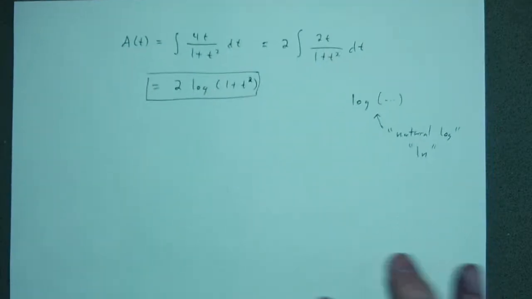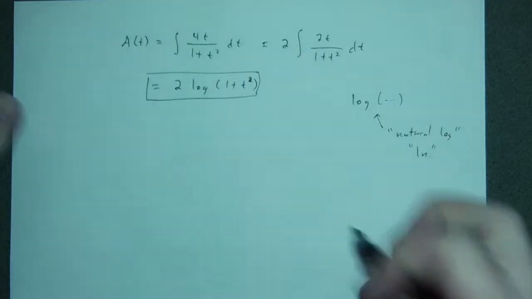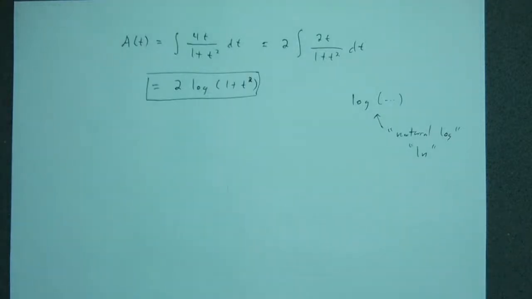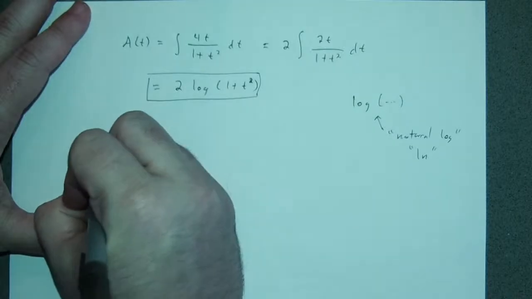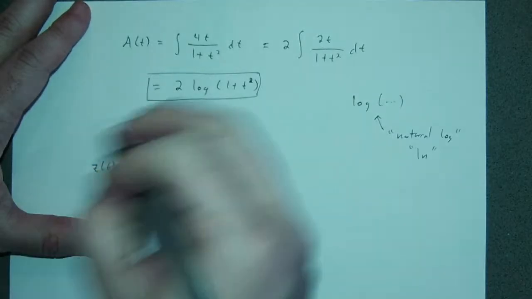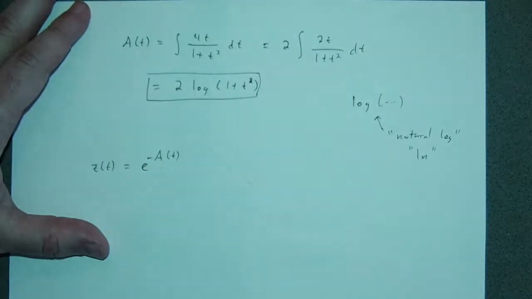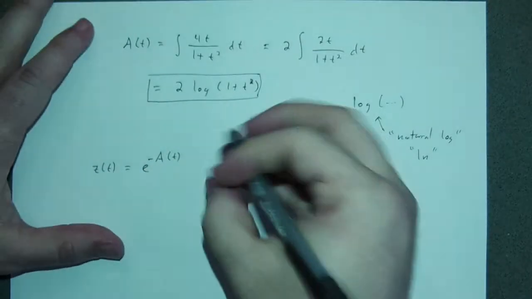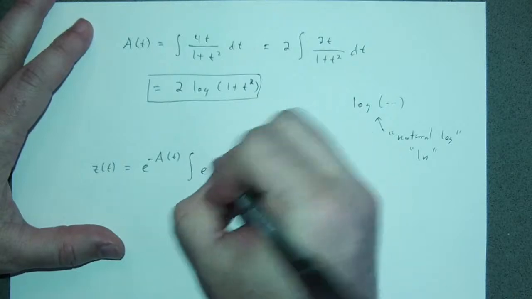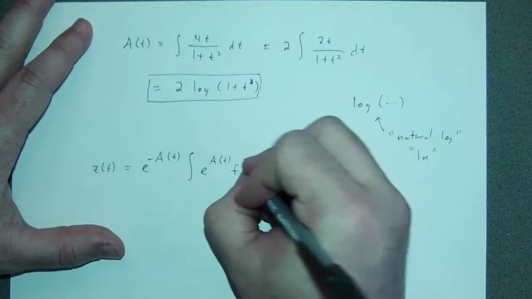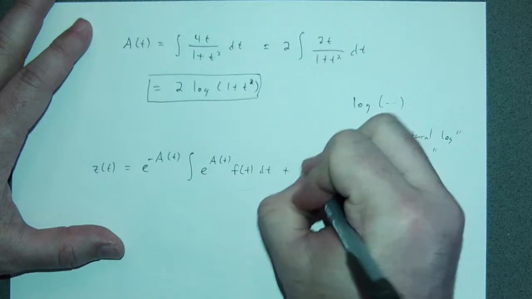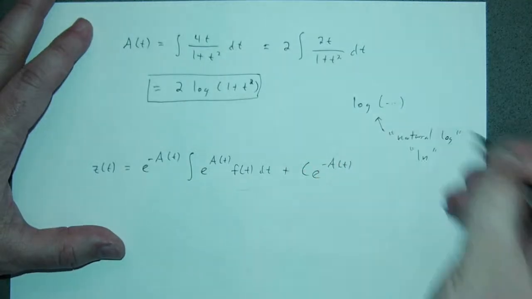Okay, so then now I have my recipe, right? So what does my recipe tell me? So then my recipe gives me the following. So z of t here is going to be given by, and I'm just going to rewrite the whole thing. So this is e to the minus big A of t times the integral of e to the a of t, f of t, dt, plus c times e to the minus big A of t.